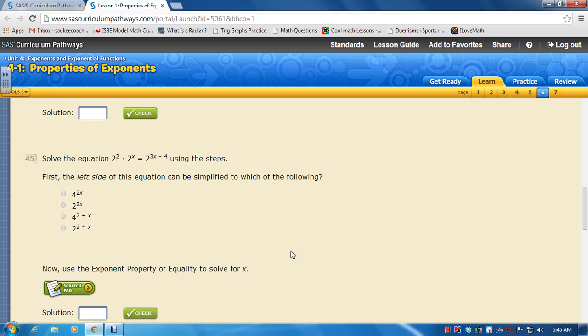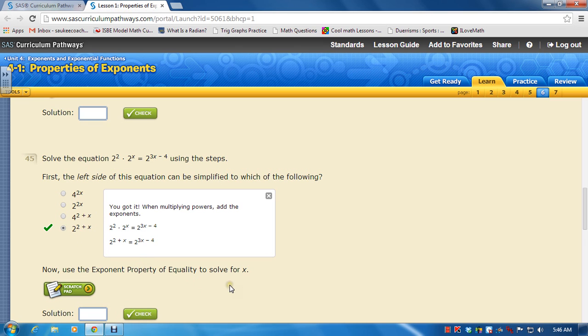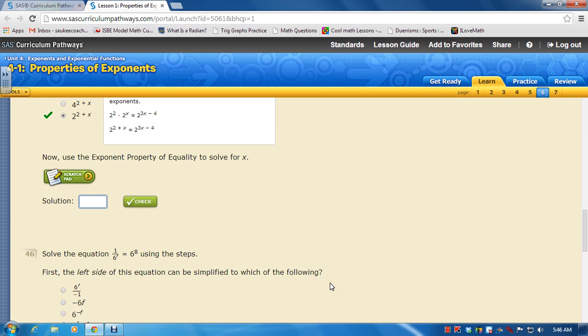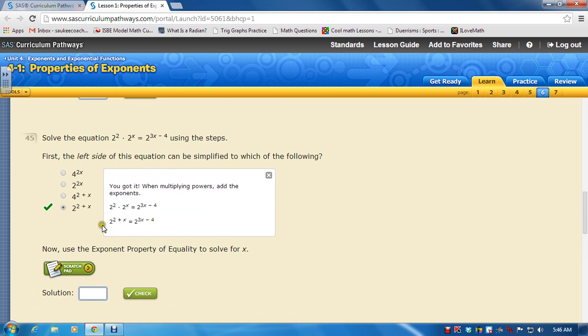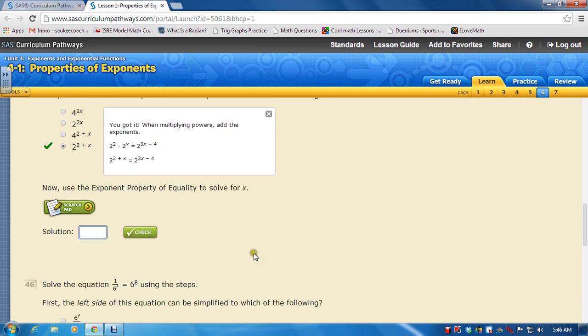Alright. If we look at a little bit more complicated one, these are separate over here. But if I combine these, this would be 2 to the 2 plus x power. Okay? So that would be my first step in solving this. The left side of this equation can be simplified to 2 to the 2 plus x power. Okay? And now I could solve for x. I would set 2 plus x equal to 3x minus 4 and solve for x.